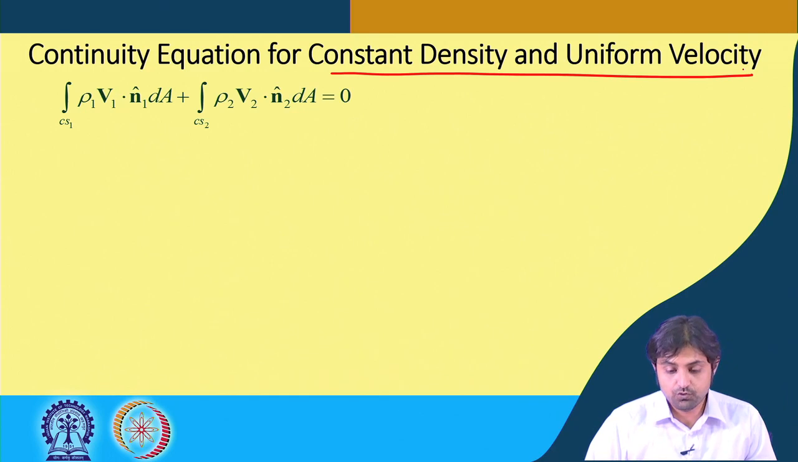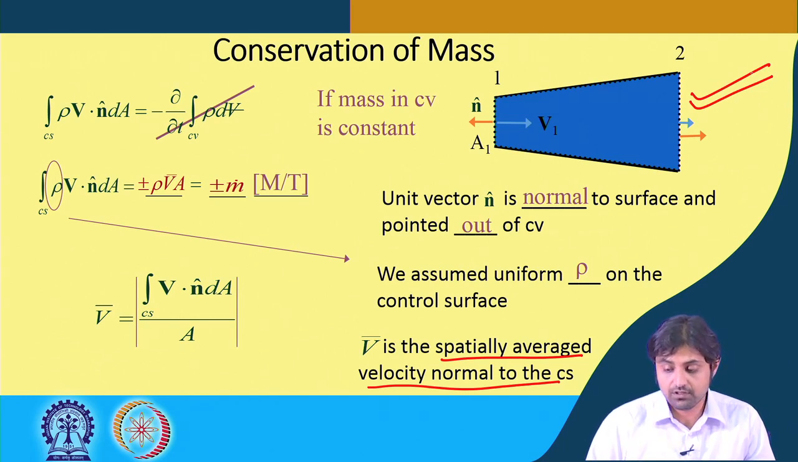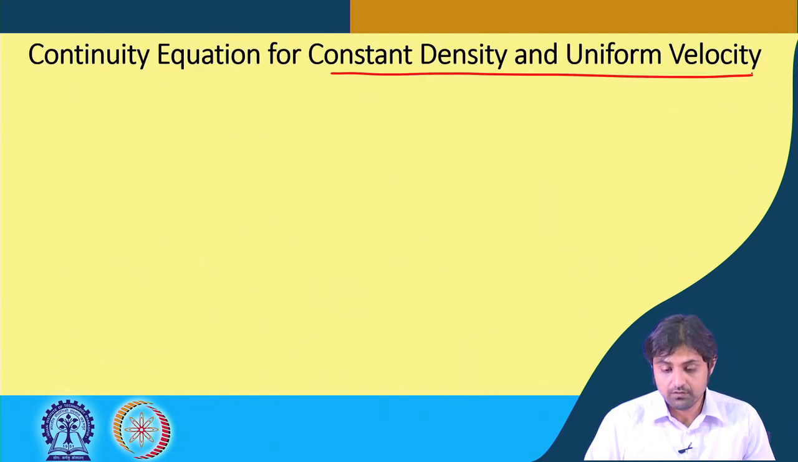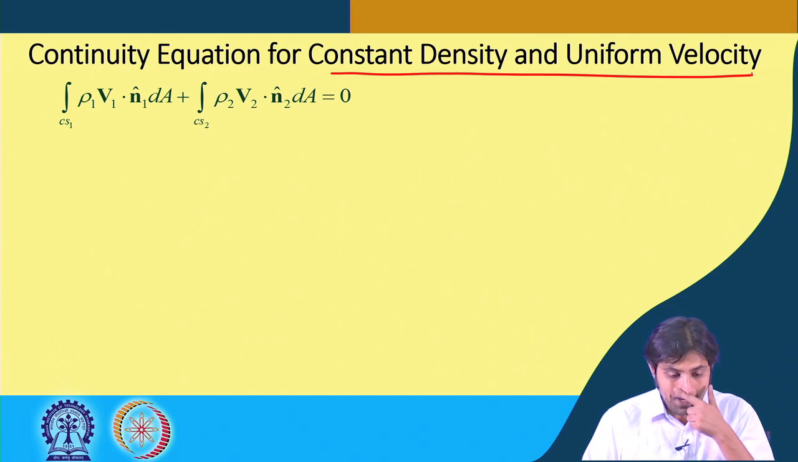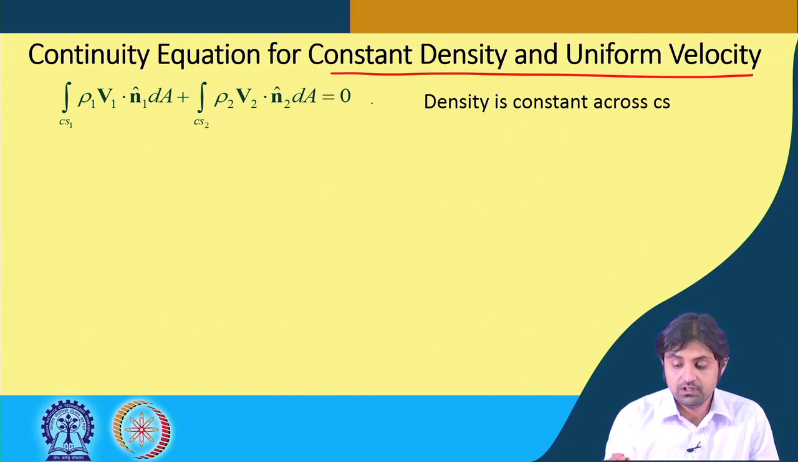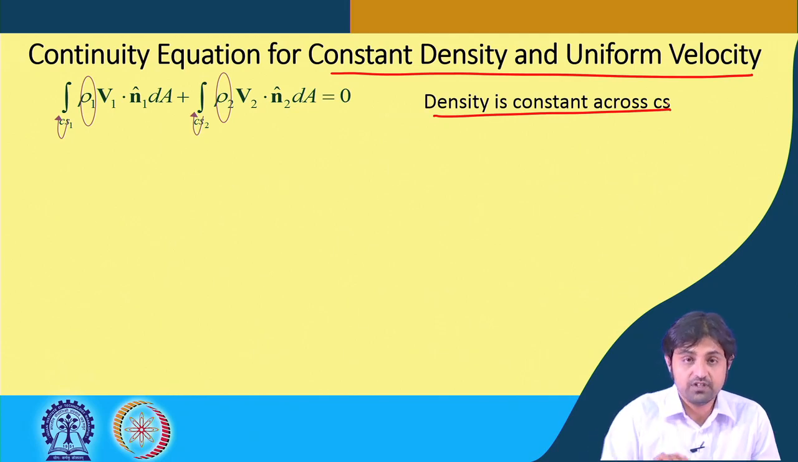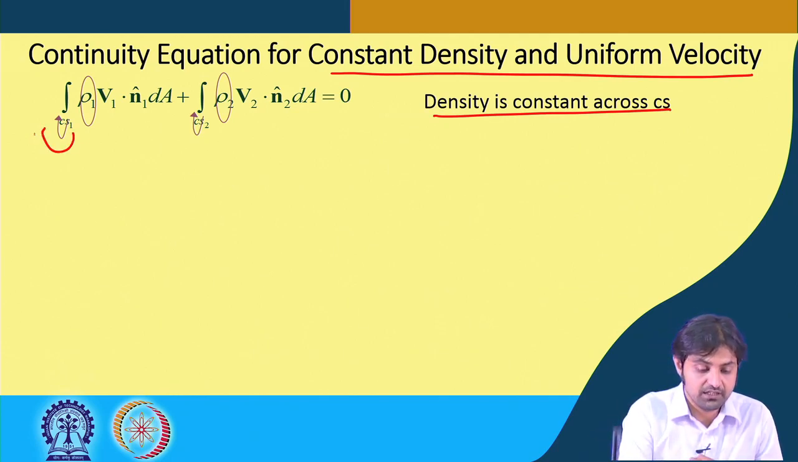So, if there are two cross sections, as we have seen in this problem, we can simply write rho 1 v1 dot n1 dA1 plus rho 2 v2 dot n2 dA2 equal to 0. So, density is constant across this entire cross section, right. So, this we can take out as indicated by these arrows here. Okay.